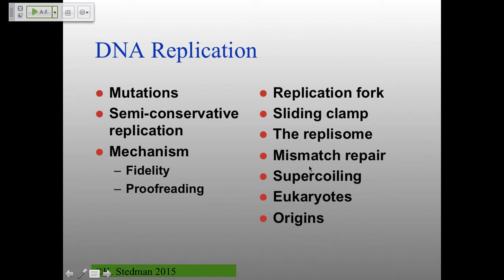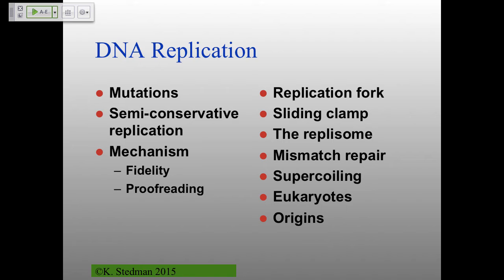It's one of the ways that you can compact DNA. It's really important for compacting DNA, but it turns out that you make a bunch of supercoils while you're replicating, and that causes a big problem. And so you have to deal with supercoiling while you're undergoing replication. Look at some of the differences between eukaryotes and bacteria, and then talk about some origins.